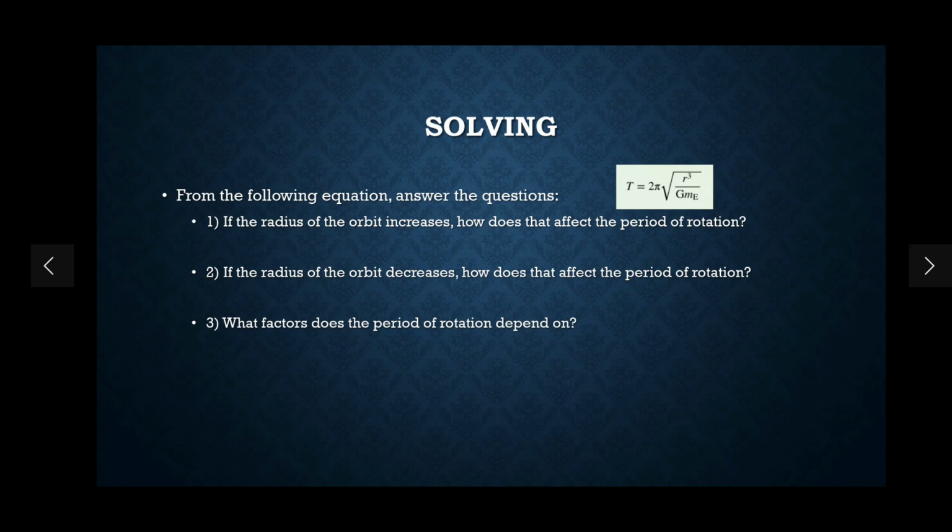Let's answer the following relationships from this equation. If the radius increases, how does that affect the period of rotation? Since T is directly proportional to r, if the radius increases, the time will increase. If the radius decreases, the time will decrease. What factors does the period depend on? It depends on the mass of Earth and the radius of orbit. So we notice that the velocity and the period depend on the same exact values.